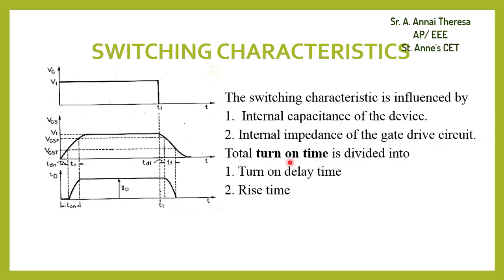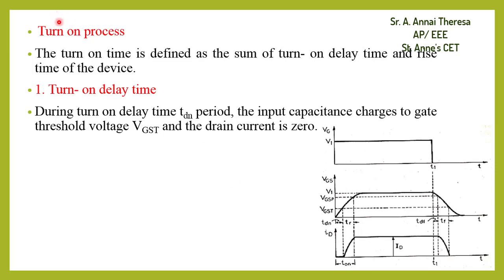Now we will see the turn on time, because switching characteristics means the turning on and turning off process. In turn on time there are two periods, turn on delay time and rise time. You will see them one by one. The turn on process is the sum of turn on delay time and rise time. So what is turn on delay time? This is TDN, this period is called turn on delay time.